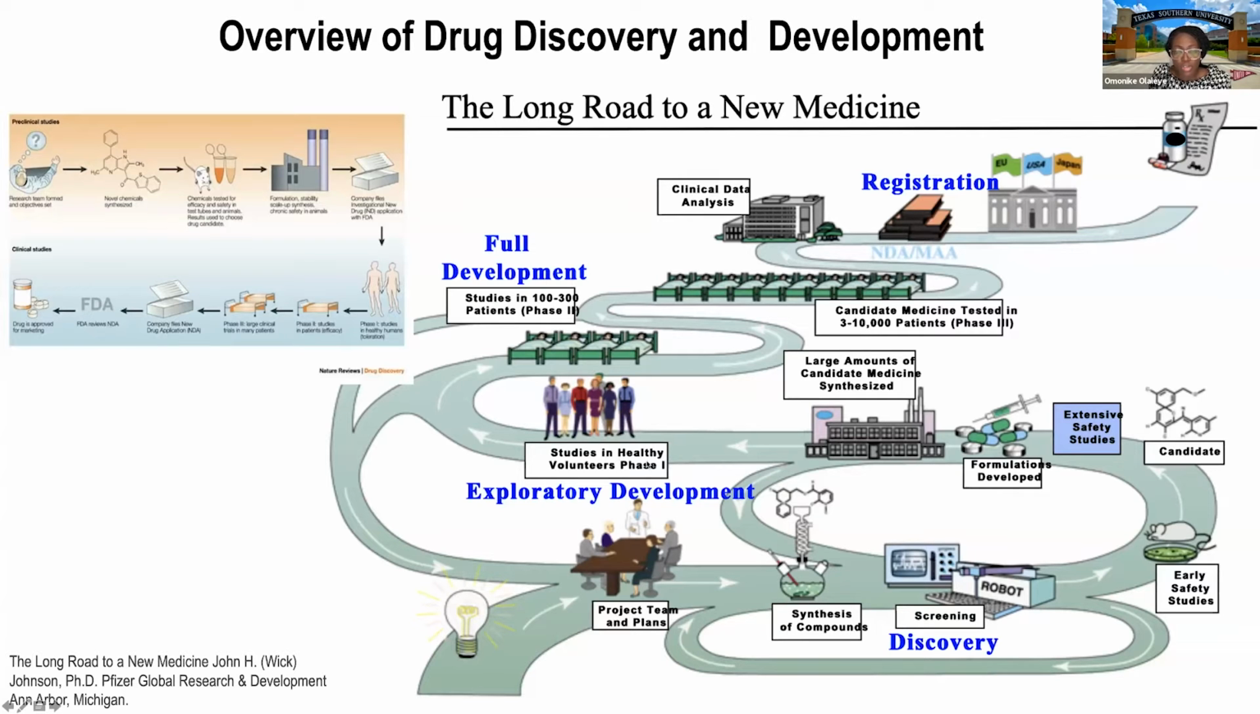First, when we get to phase 1, studies in healthy volunteers, then phase 2 in patients that have the disease that we're trying to address, and then phase 3, where we do a larger validation of efficacy and safety, and then all the way to FDA approval.